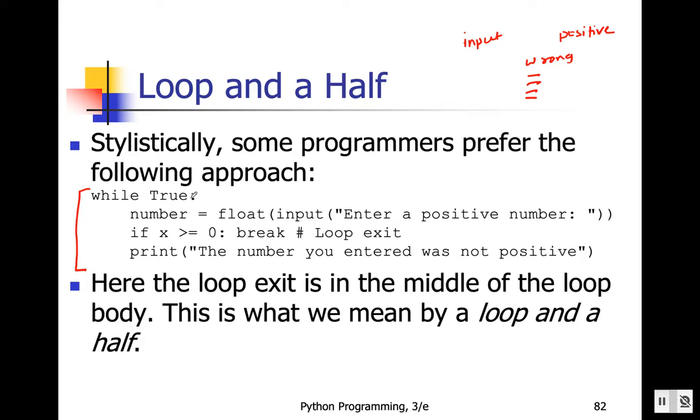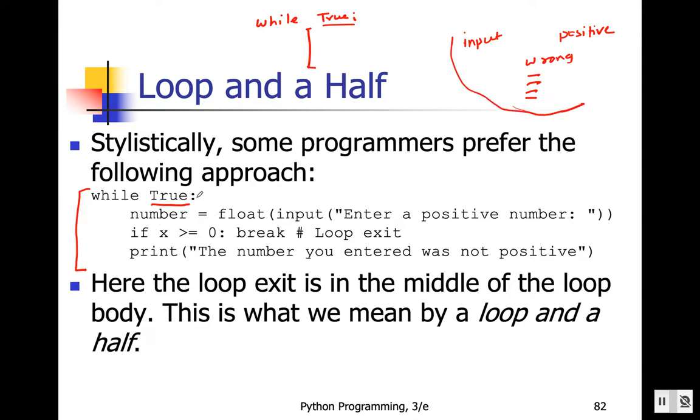Some programmers prefer this approach, where we use a true condition, meaning our condition will always be true. If we write while true, we are writing a condition. Each condition is evaluated to either true or false, but here we are giving an explicit true condition, so there is nothing to check. It can create an infinite loop, so inside this while loop we have to have something that will ultimately break the loop.